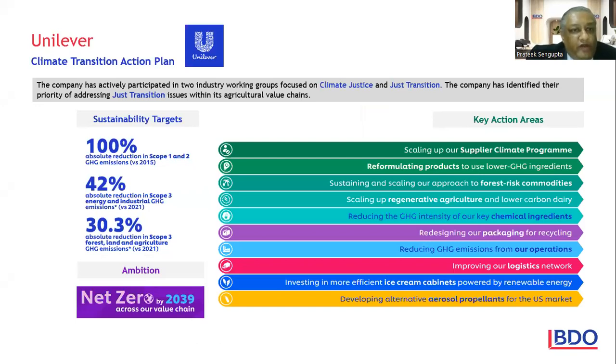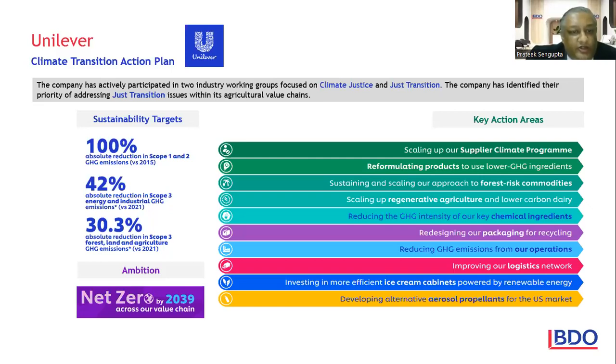So this is Unilever. Unilever, of course, has been a global leader in sustainability for several years, spearheaded by their visionary chairman, Mr. Paul Polman, almost 35 years ago. And since then, they've kept up their activities, and they're extremely advanced.